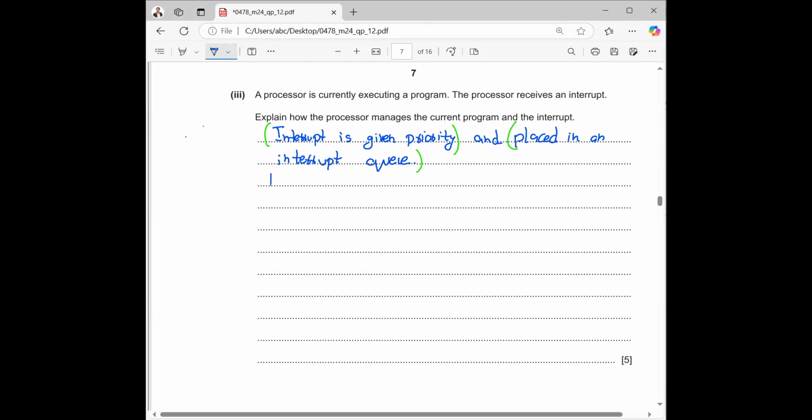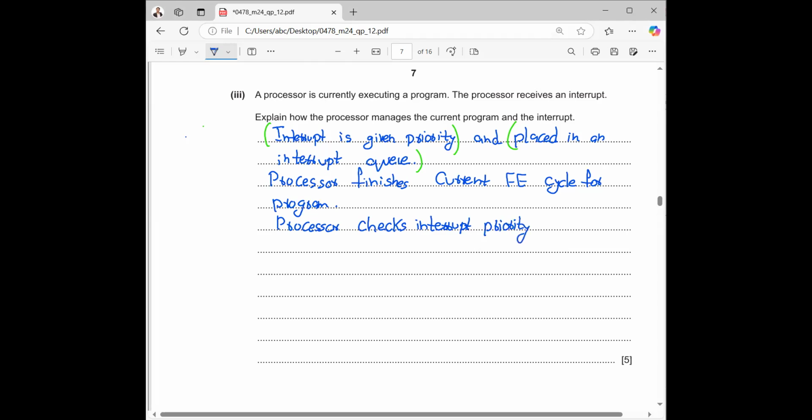Then you can also write that the processor finishes the current fetch execute cycle for the program, and then the processor checks the interrupt priority queue.